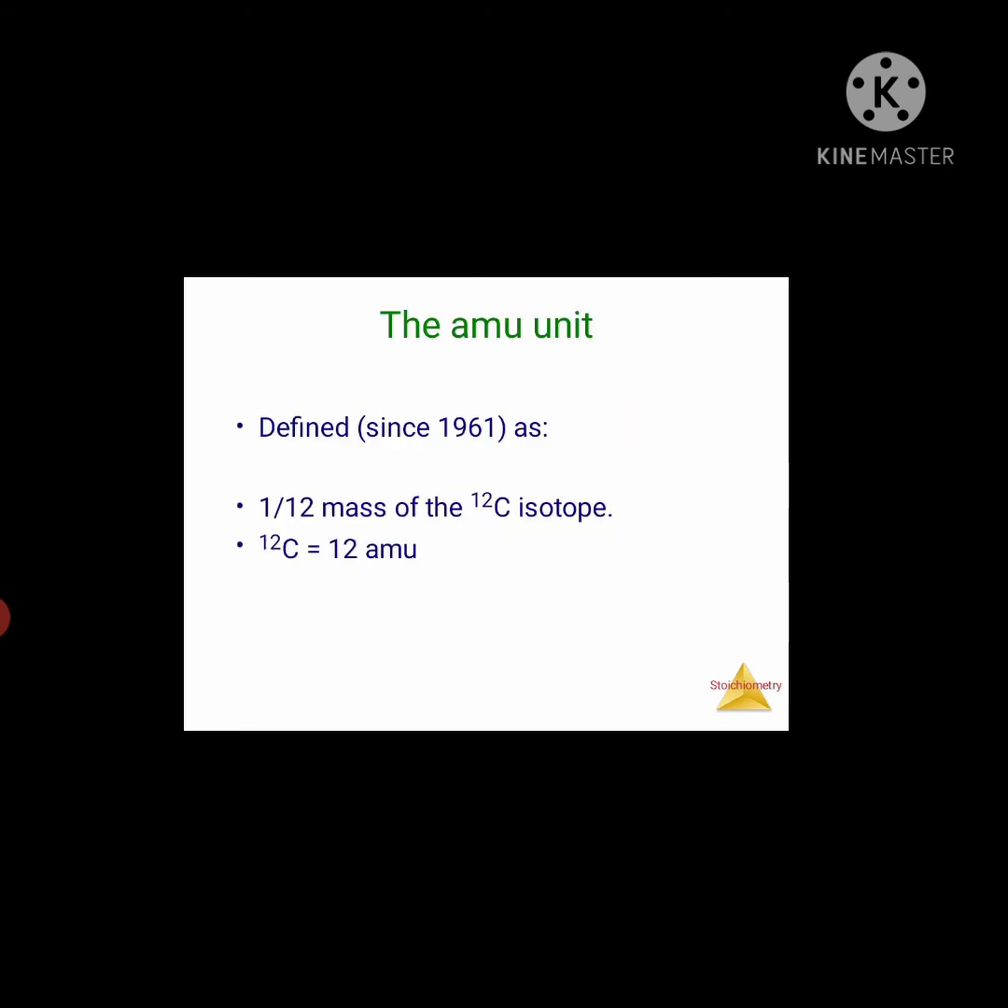Okay, for formula weight, we normally use AMU, atomic mass unit, or we also use molecular weight as gram per mole. So this is defined as 1/12 the mass of the carbon-12 isotope. So 1 carbon-12 isotope would be equal to 12 atomic mass units.